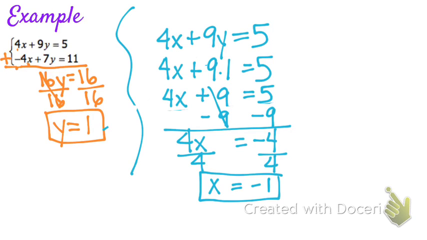So hopefully you guys are able to get a handle of this. We're just eliminating one of the variables and then solving for one and then substituting it in to solve for the other. So pause while the students write down this example and press play when you're ready to move on.